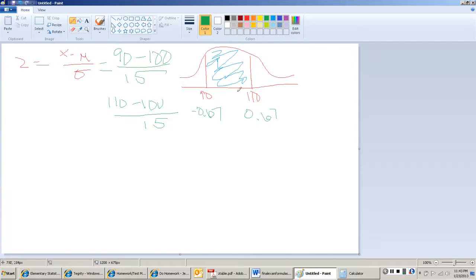But you might realize this. If I look up this value, it's going to give me all the area going this way. This area is going to give me all the area going this way. So to find this middle area, I'm going to have to subtract these two values. So let's bring this up and look up both of these.